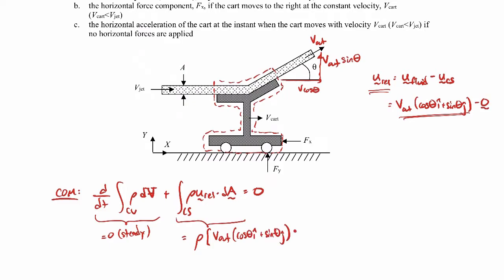And then we do the dot product with the area vector there. The outward pointing normal vector is in that direction, and that area will be the same area as the jet itself here, so it's just going to be A going out. The normal vector will have the same components as the velocity out because they're in the same direction, so it'll just be cosine theta i hat plus sine theta j hat.